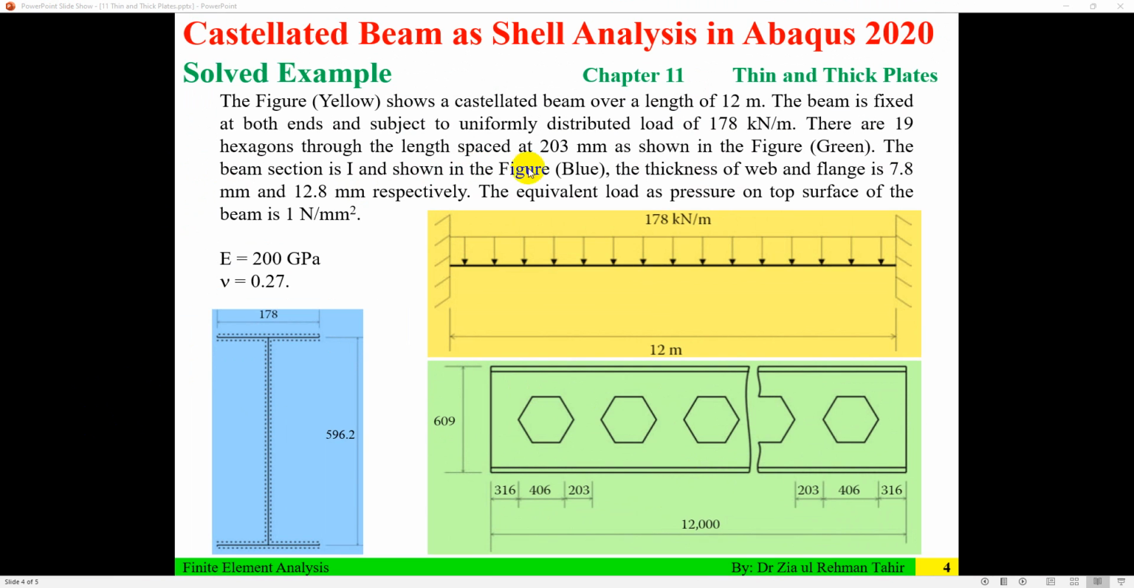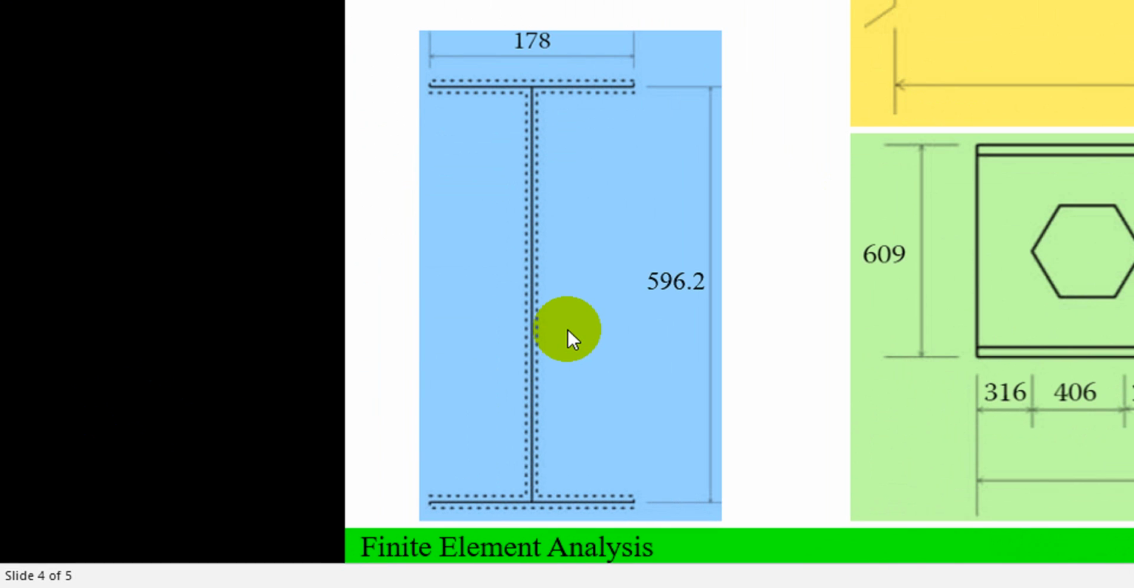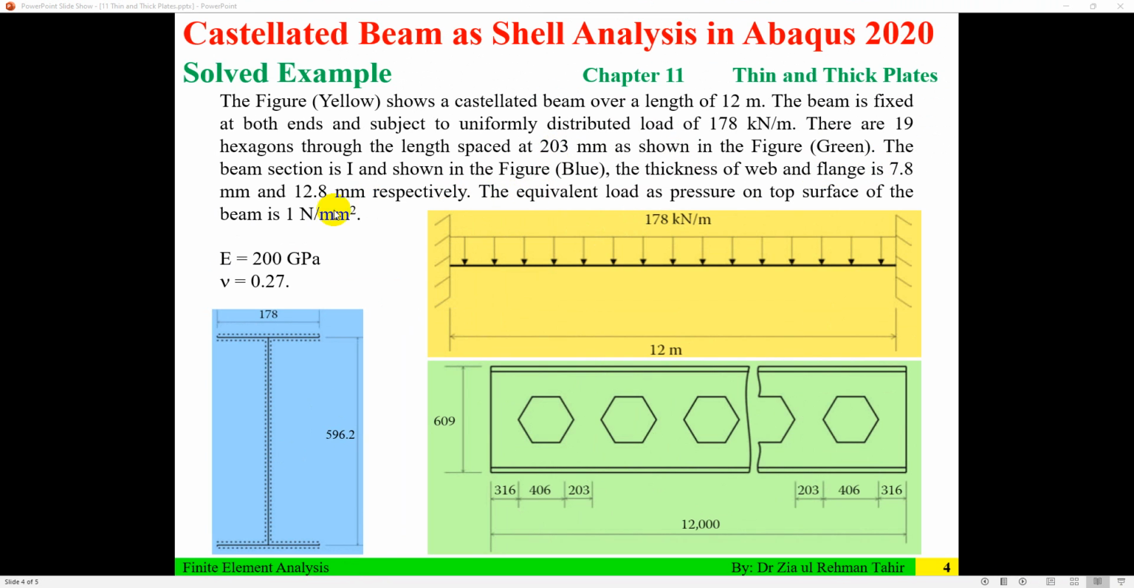The beam section is an I section as shown in the blue figure. That is the beam section, and its overall width is 178 and its center to center overall depth is 596.2. The thickness of the web and flange is 7.8 millimeter and 12.8 millimeter respectively. And the material is steel with modulus of elasticity of 200 gigapascal and Poisson's ratio of 0.27.